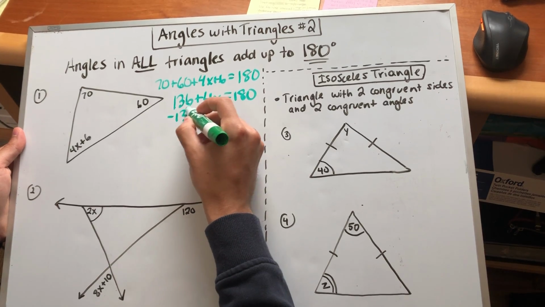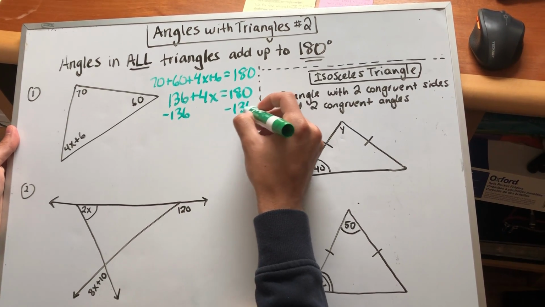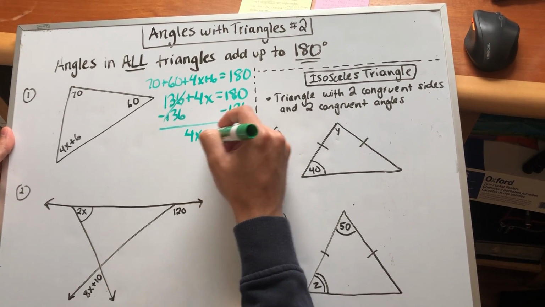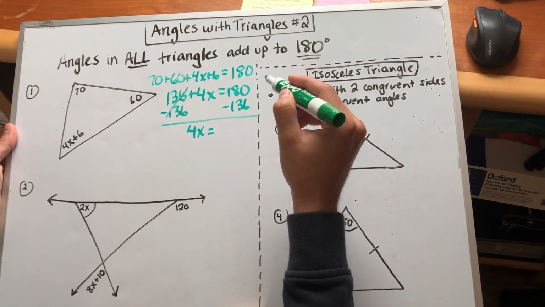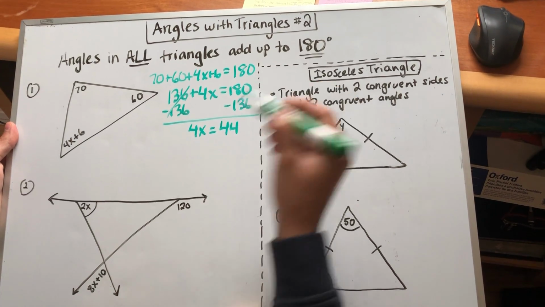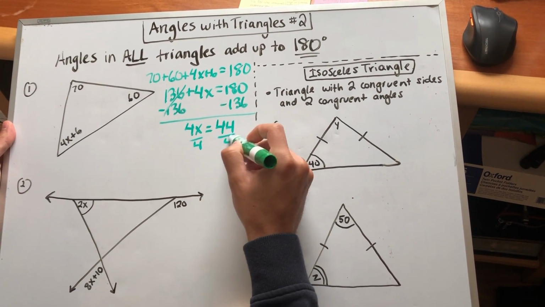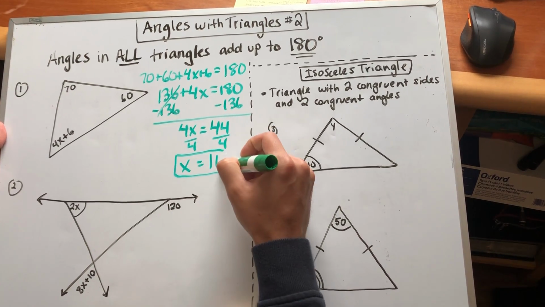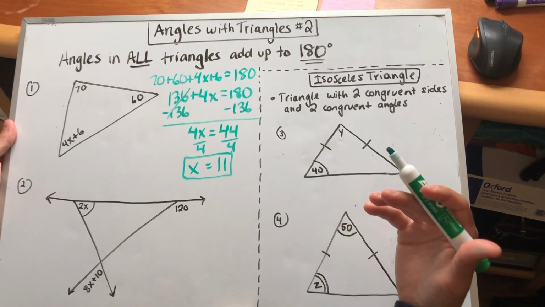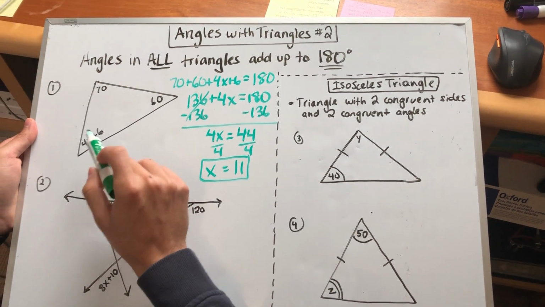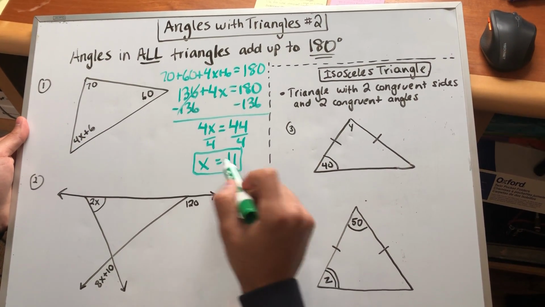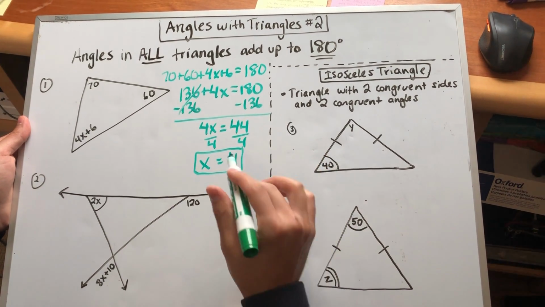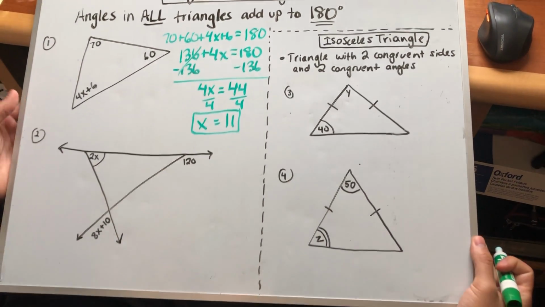Subtract the 136 to the other side. Still have the 4x here. And when you subtract that, you get 44. And then divide by 4, x equals 11. Now, the problem might tell you to take it a step further. It might actually ask you what is that angle, so you just have to plug in the 11 for x and solve. But I think most of them is just solve for x. So that would be your answer, x equals 11.